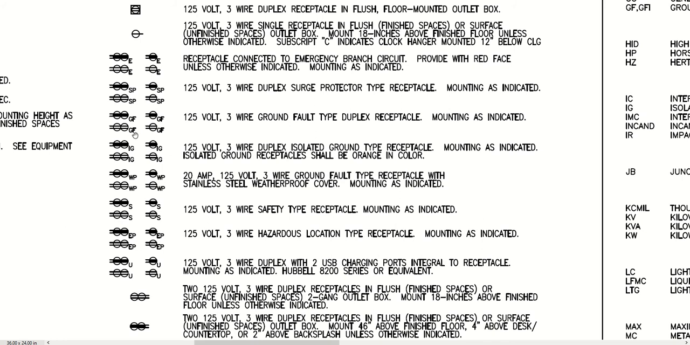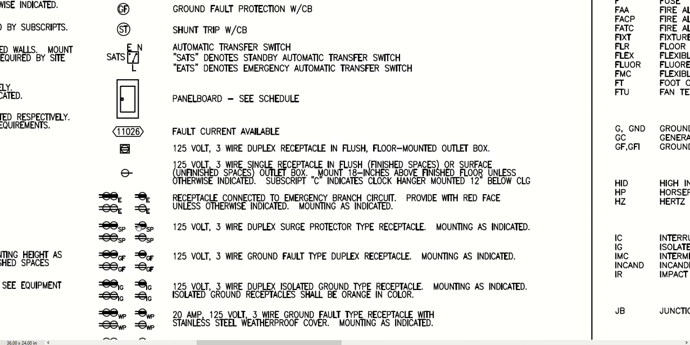So like if there's a GF next to them, that would indicate that it's a ground fault type. If there's an IG, it's an isolated ground. If there's a weatherproof, then it's going to have a weatherproof cover and a ground fault receptacle. So you can see we can designate different types of receptacles with these different subscripts.